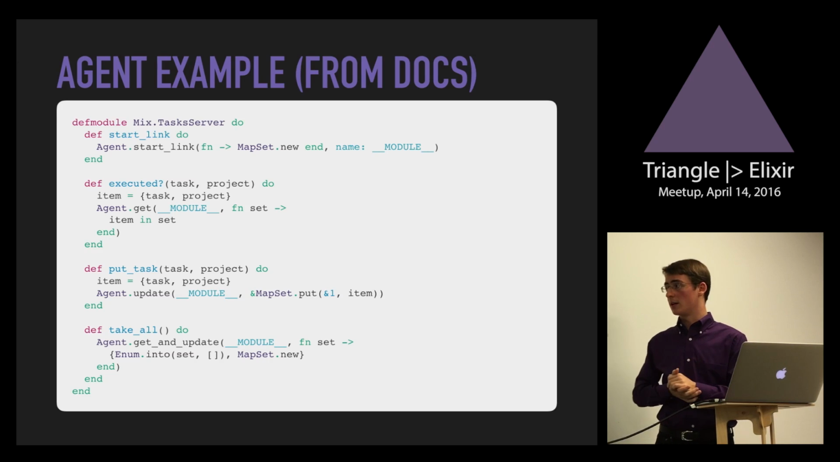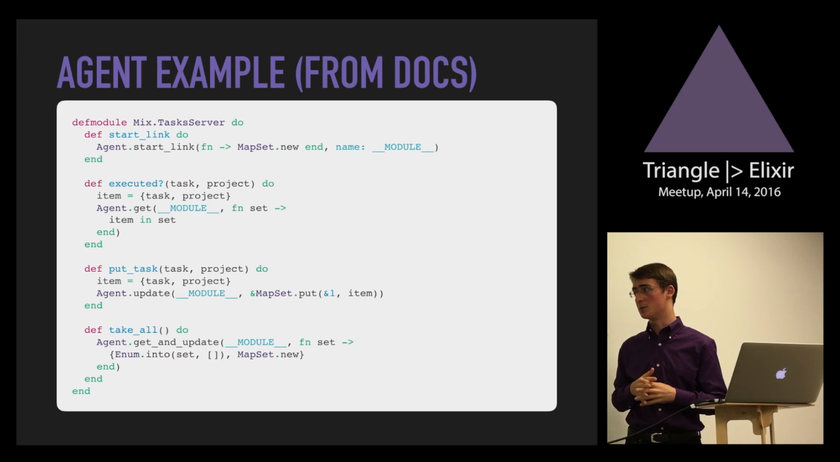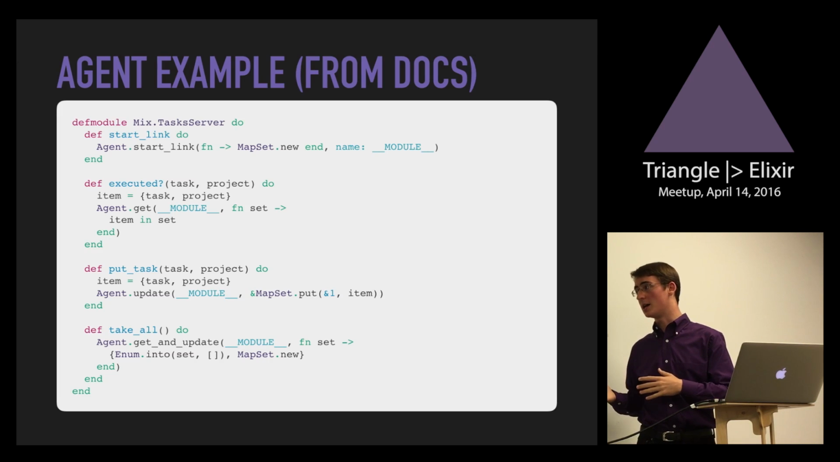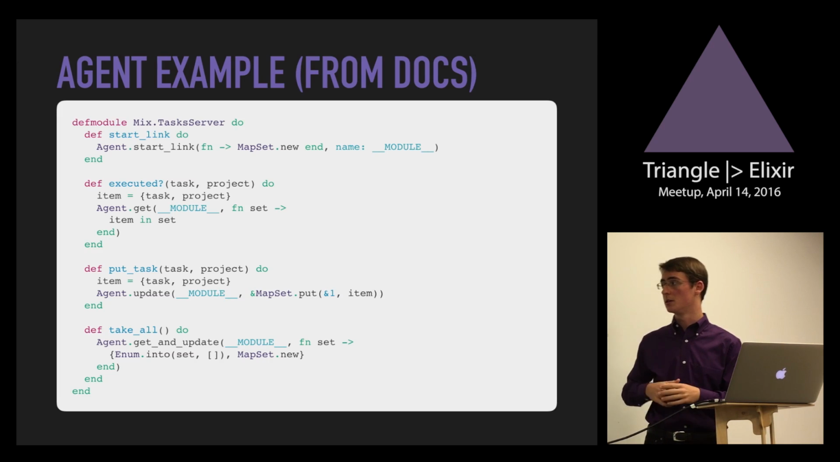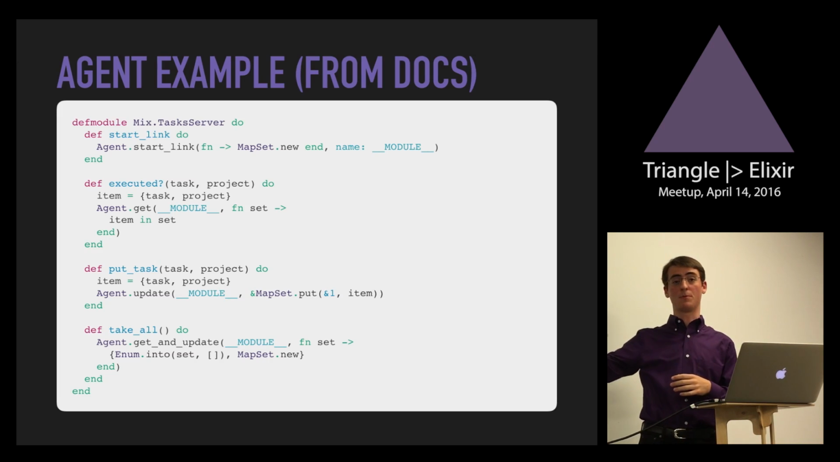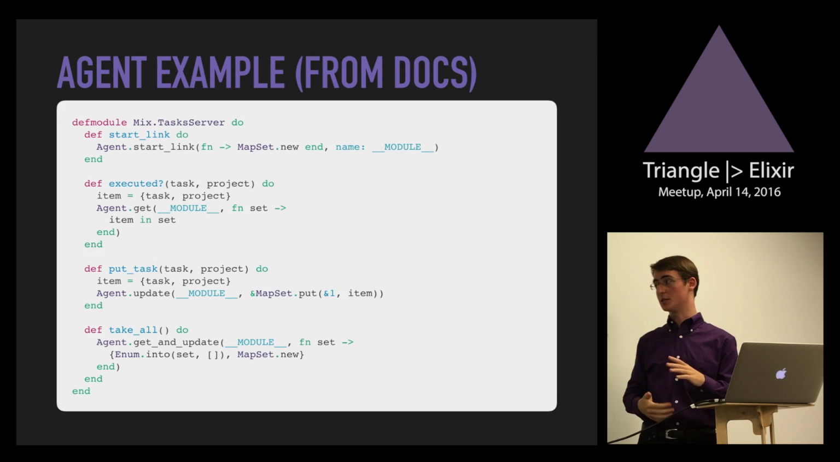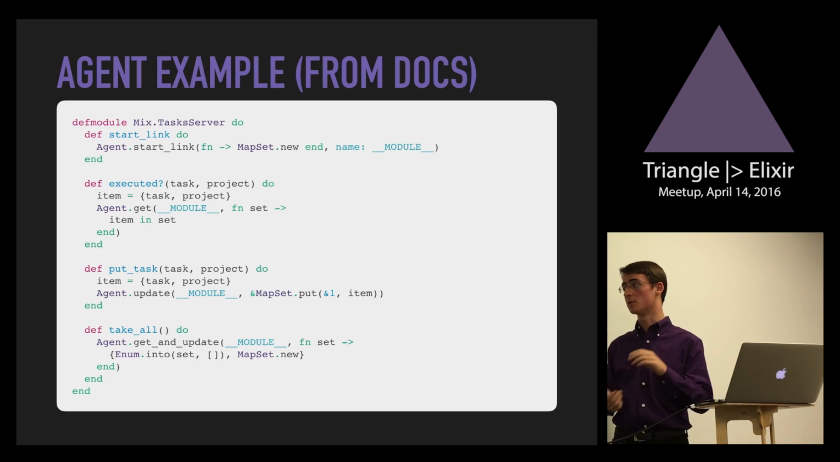The agent example, I didn't make this up. This is just directly from the docs. So you'll see here there are a lot of anonymous functions, passing in, updating, and retrieving things. Start link, you'll see that pattern everywhere, like I said, with GenServers and agents and tasks and all that.